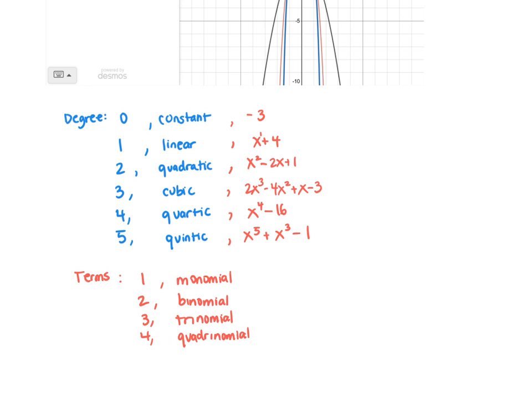And anything after 4, so I'll say 5 plus, anything more than 5 terms, we can call it a polynomial. Sometimes when it has 4 terms, it's also referred to as a polynomial, okay? So we just stop giving them specific names, okay? So they just fall under the general name polynomial. All right, let's go ahead and look at some of the examples.